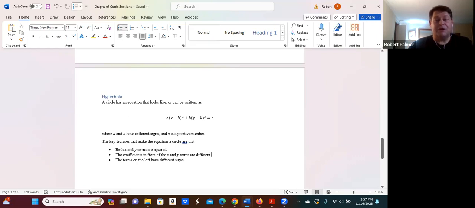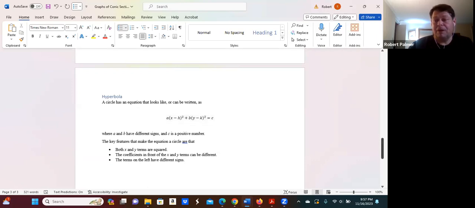Actually, I should say here, let me normalize this. Really, this isn't quite correct. So once again, like an ellipse, both these terms are squared. The coefficients from the X and Y terms can be different, but don't have to be. But the main thing is they have different signs. Assuming the C here is positive, these have to have different signs to be a hyperbola.